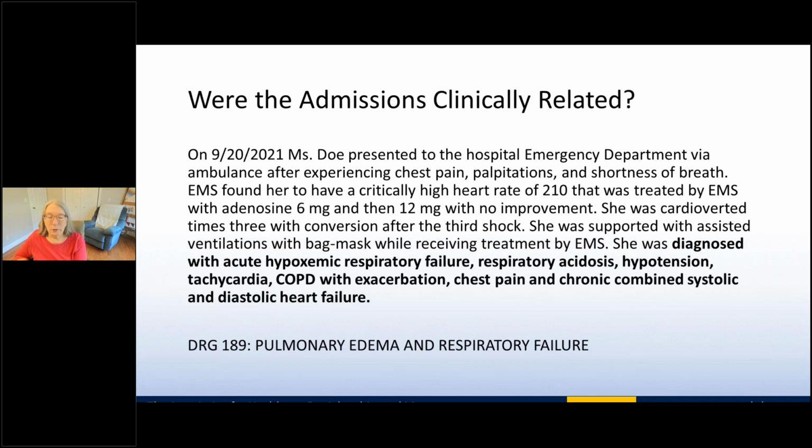So her diagnosis was acute hypoxemic respiratory failure, respiratory acidosis, hypotension, tachycardia, COPD with exacerbation, chest pain, and chronic combined systolic and diastolic heart failure. Okay, so COPD with exacerbation is in the list of diagnoses, but there's a lot of other things going on with this lady as well.